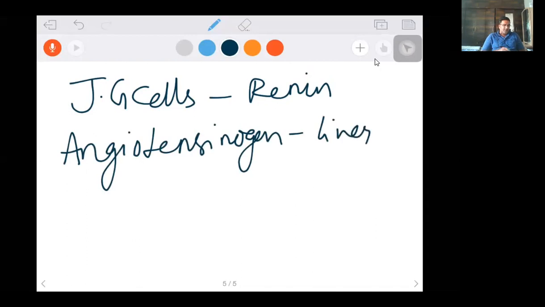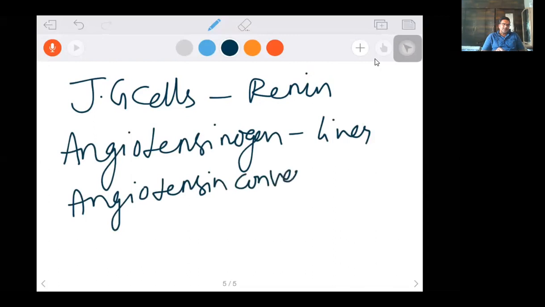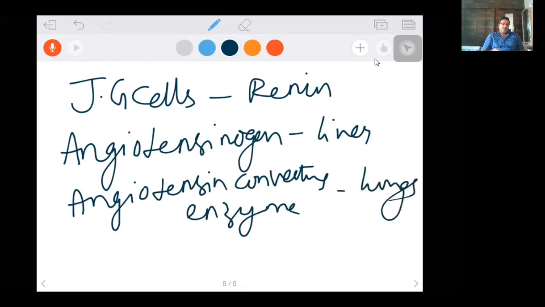Angiotensinogen is from the liver. Angiotensin converting enzyme, we say ACE, is from the lungs. Juxtaglomerular cells secrete renin. Angiotensinogen is from the liver.